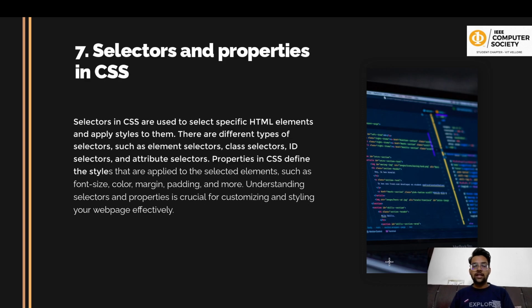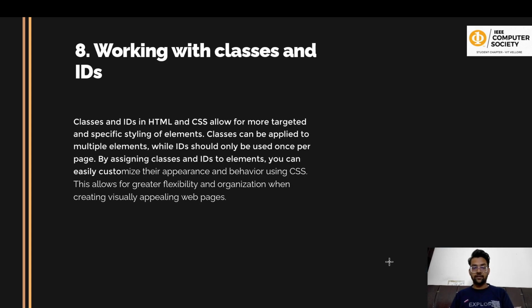So now talking about selectors and properties in CSS. Selectors in CSS are used to select specific HTML elements and apply styles to them. There are different types of selectors such as element selectors, class selectors, ID selectors, and attribute selectors. Properties in CSS define the styles that are applied to the selected elements such as font size, color, margin, padding, and more. Understanding selectors and properties is crucial for customizing and styling your web page effectively.